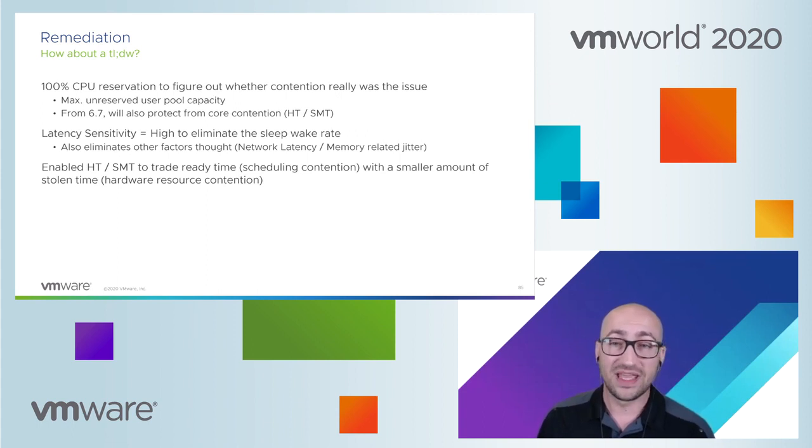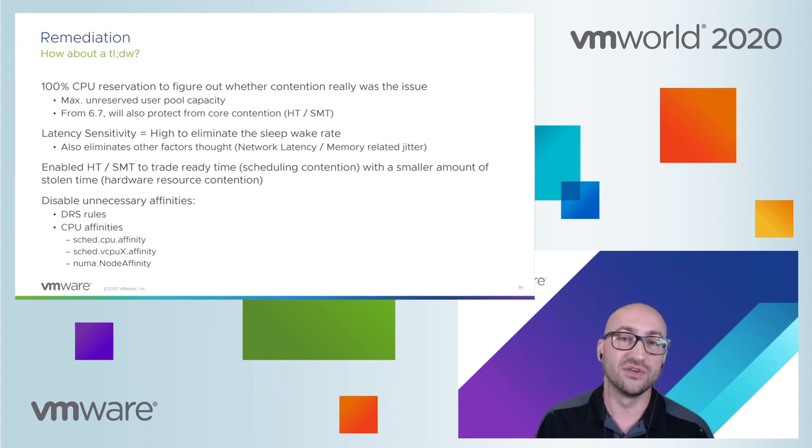And then we have hyperthreading, right? If your security policies allow, and depending on what system you're on, AMD or Cascade Lake, if you can, use hyperthreading. Keep it as at least a reserve, right? And if you have ready time, then you will trade that for hardware contention, but less, because hyperthreading actually does give you a benefit.